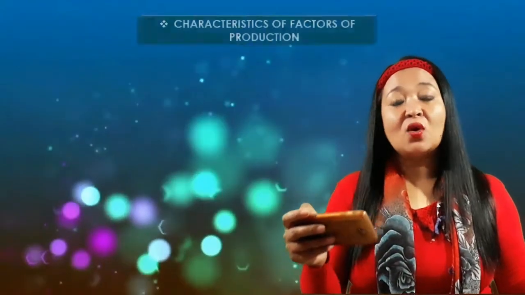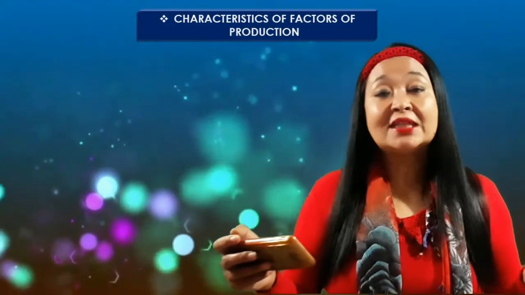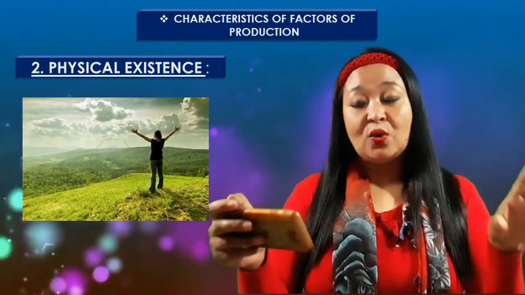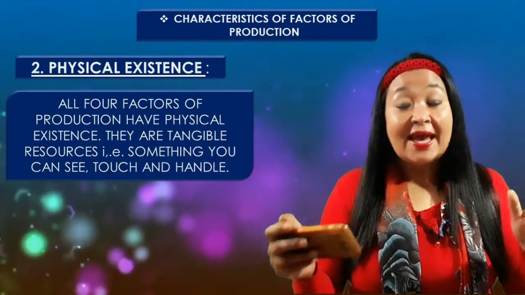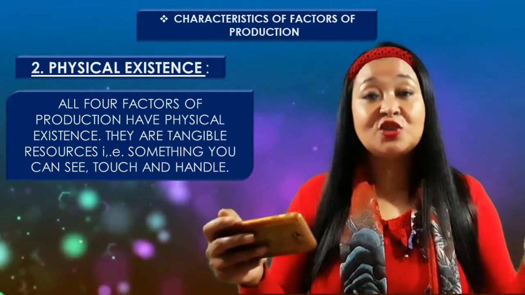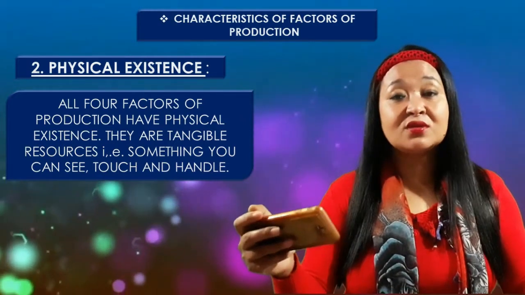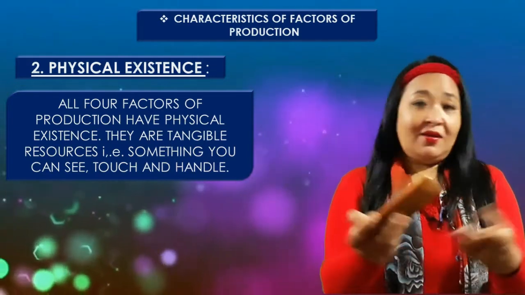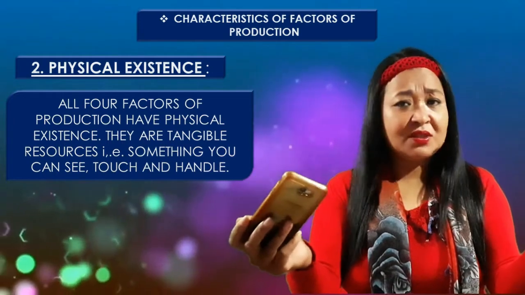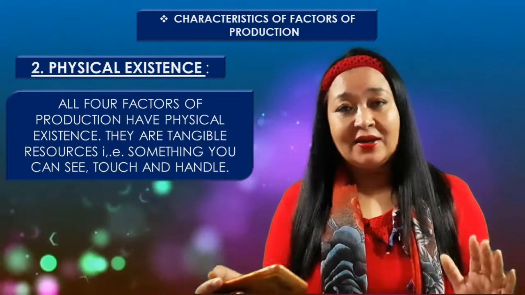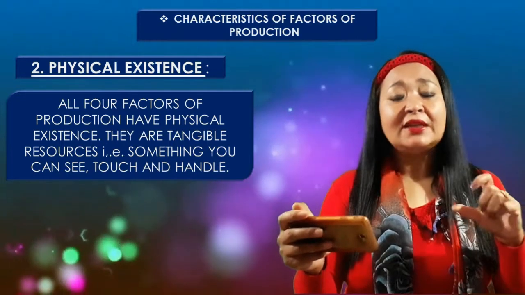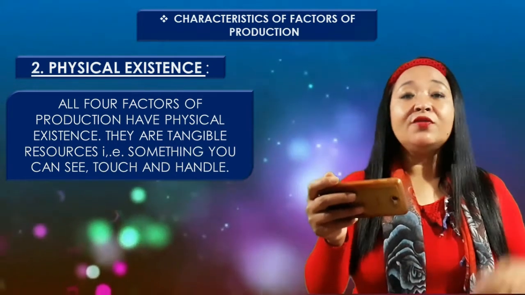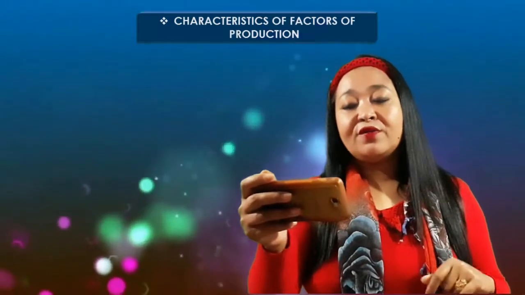Now, the second characteristic of the factors of production is physical existence. All four factors of production, whether it is land or labor or capital or organization, have physical existence. That means they are tangible resources. They can be seen, they can be touched, or they can be handled. Tangible items, resources, mean something that can be touched, seen, or handled. So factors of production have what? Physical existence, right?